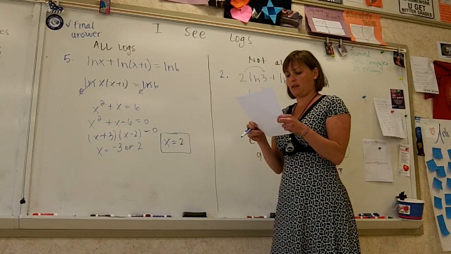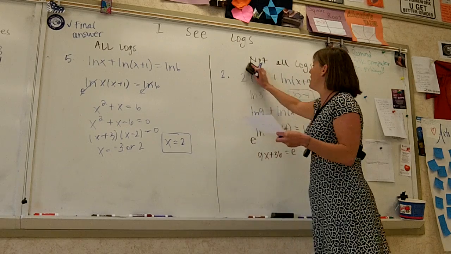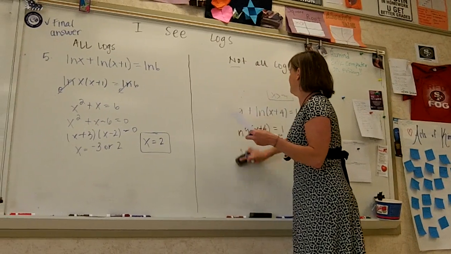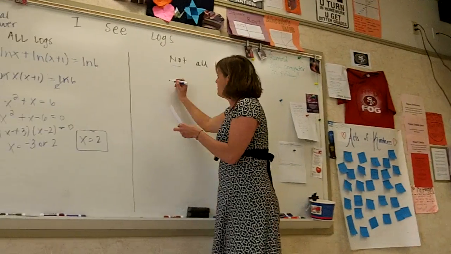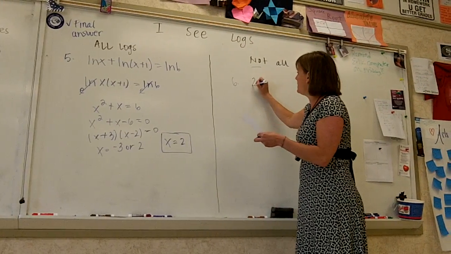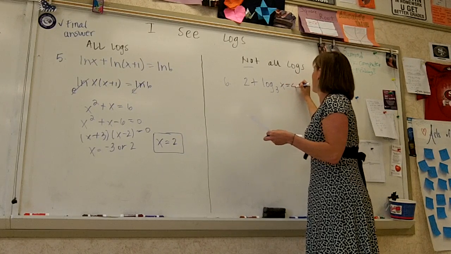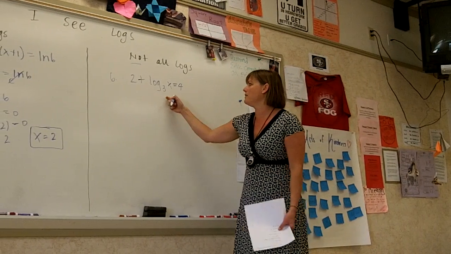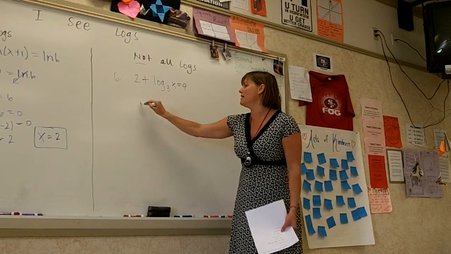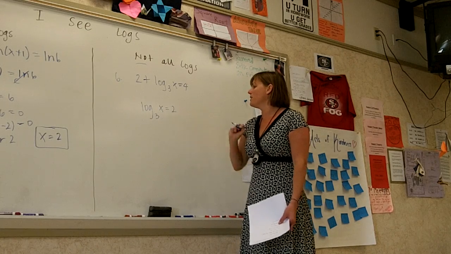The next one, I see a log, but I only see one log, so it's going to go over here. This one doesn't seem hard at all. This actually seems easy. So 2 plus log base 3 of x equals 4. I've got to get the log all by itself, so I'm going to subtract 2 from both sides. So log base 3 of x is equal to 2.